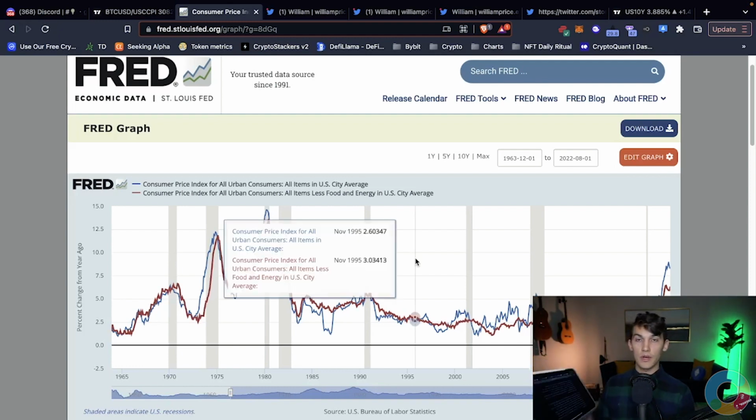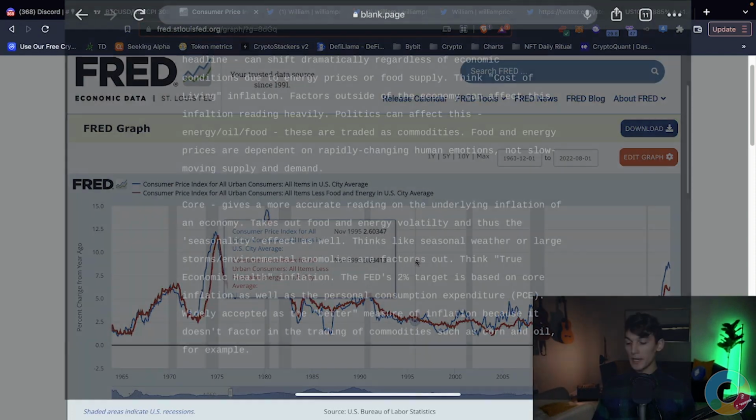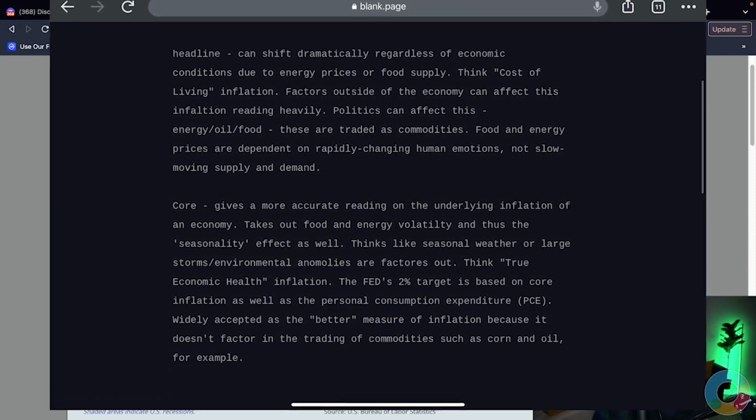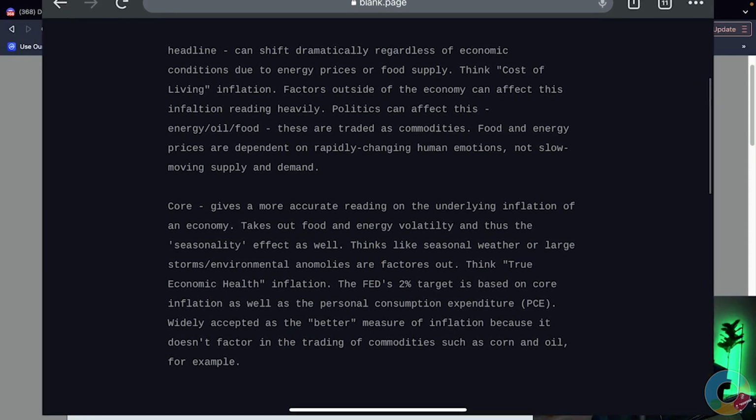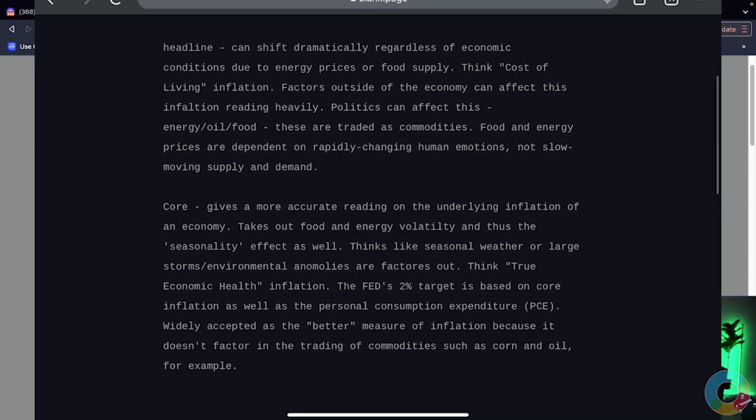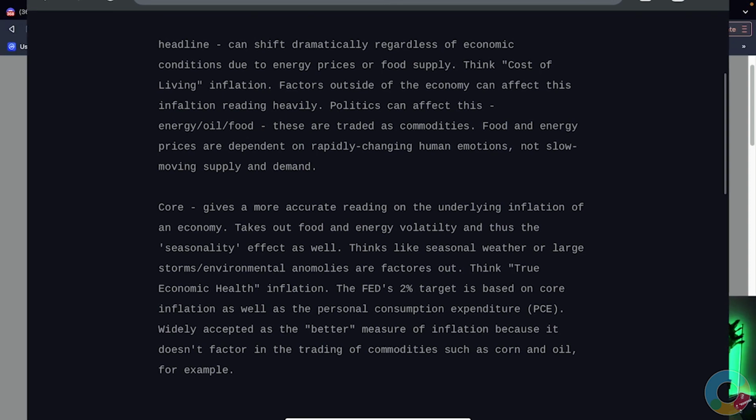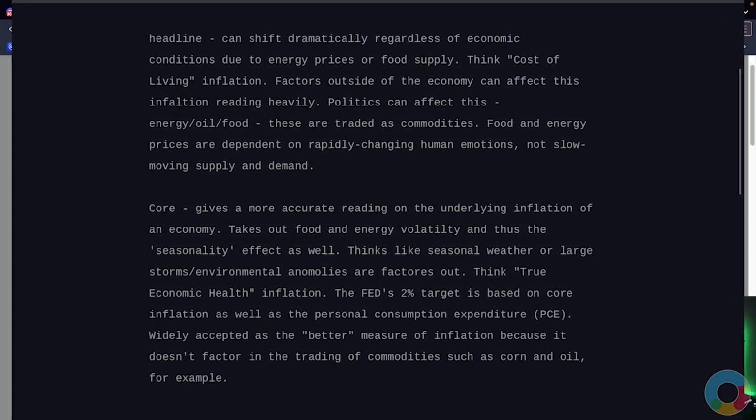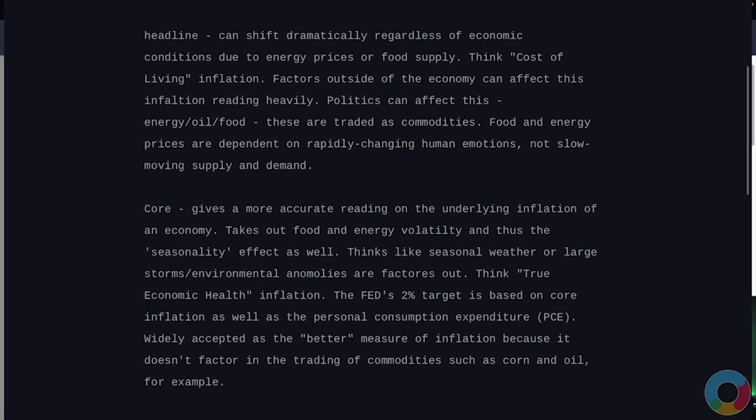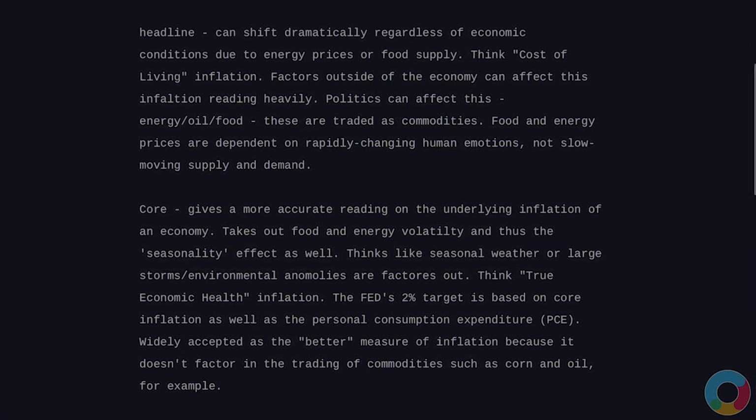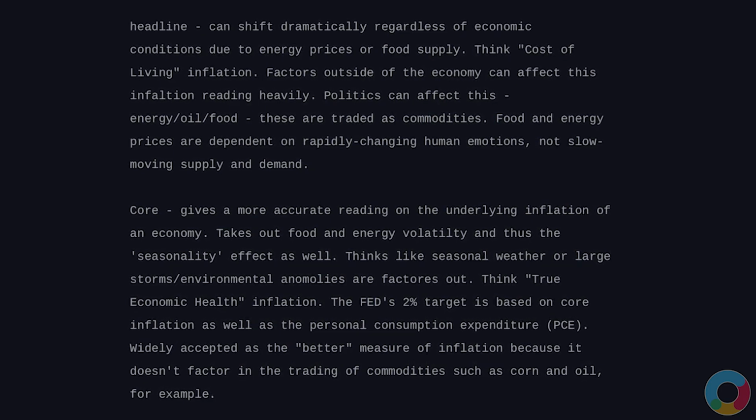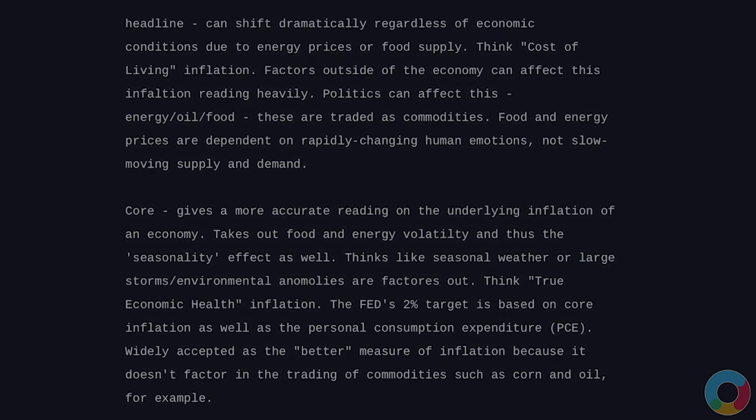So I have a few notes here. I'm just going to read the difference between headline and core CPI. Headline CPI can shift dramatically regardless of economic conditions due to energy prices or food supply. Think cost of living inflation. Factors outside of the economy can affect this inflation reading heavily. Politics can also affect the headline CPI because politics often influence energy prices, oil prices, as well as food prices. And food and energy prices are dependent on rapidly changing human emotions, not slow-moving supply and demand.